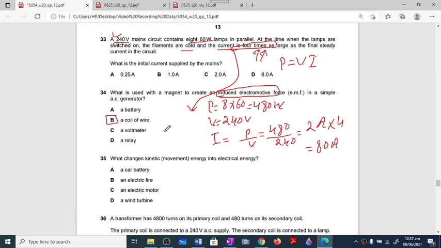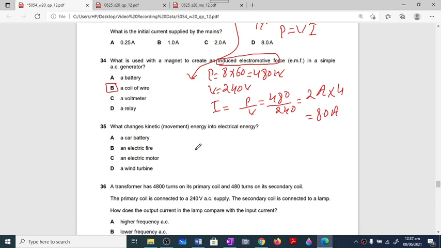For question number 35, what changes kinetic energy into electrical energy? A car battery, no. Chemical energy to electrical energy. Electric fire, no, it will generate heat energy. An electric motor always converts electrical energy into kinetic energy. And wind turbine, so option D, wind turbine always converts the kinetic energy, rotational energy, into electrical energy.